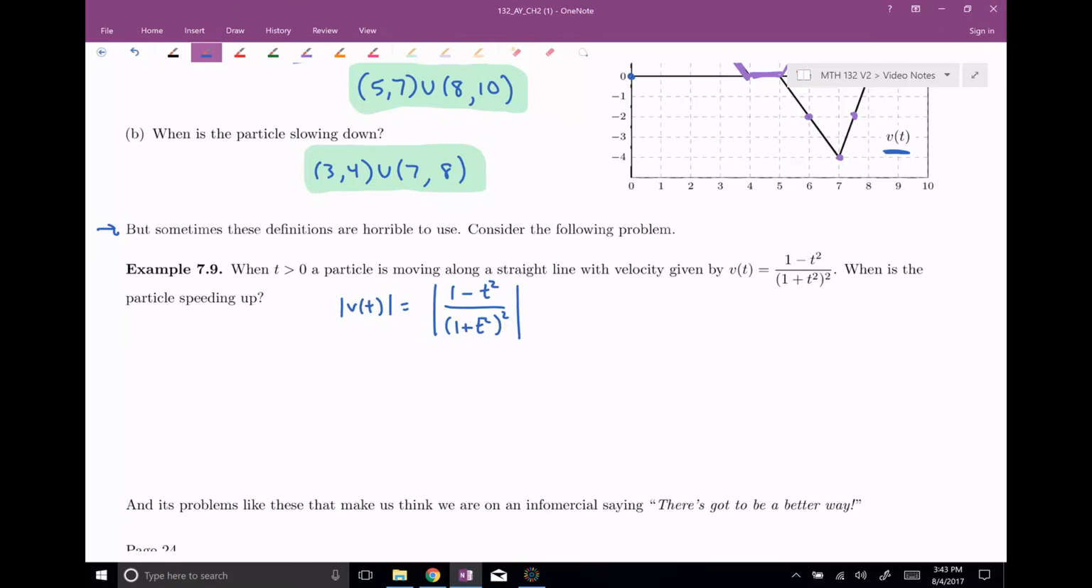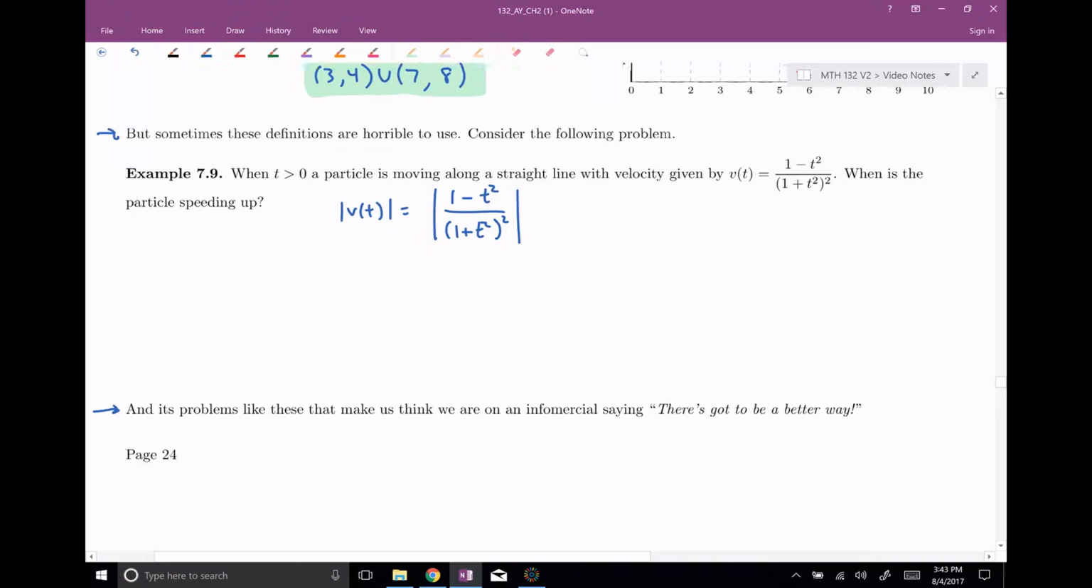So I'm going to give us another way to solve a problem like this. Something like this makes us pretend like we're on an infomercial saying there's got to be a better way, right? And the claim is there is. We won't have to take a derivative of something so horrible with these absolute values. Let me show you how.